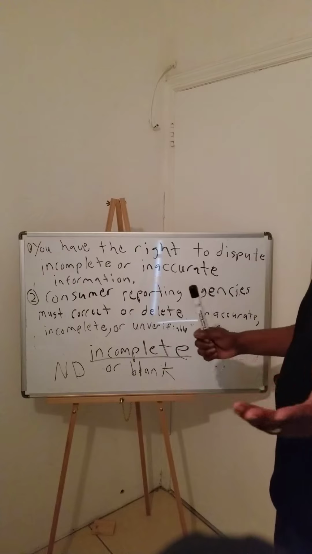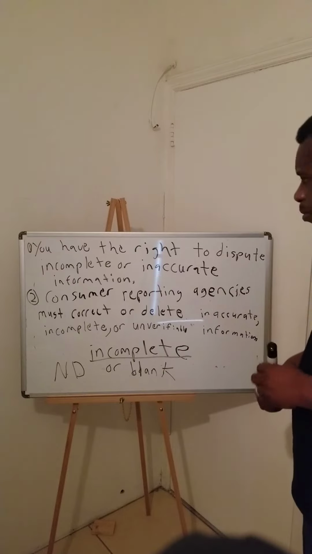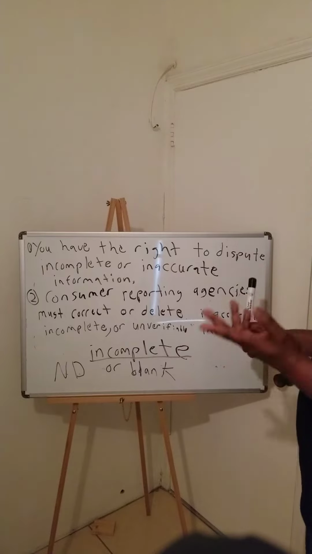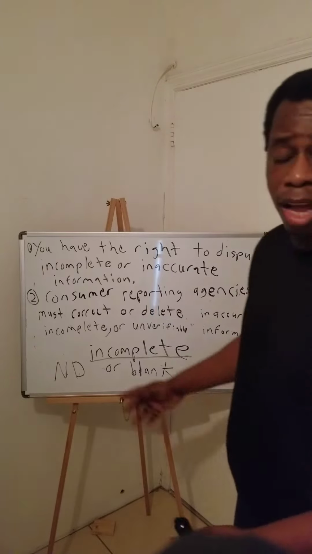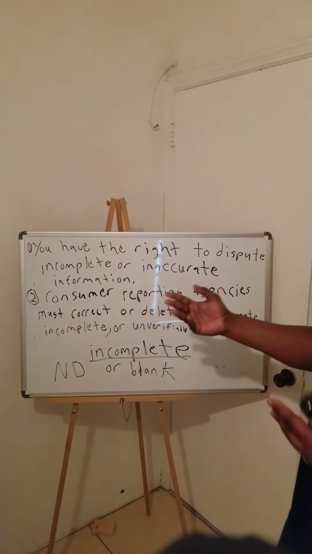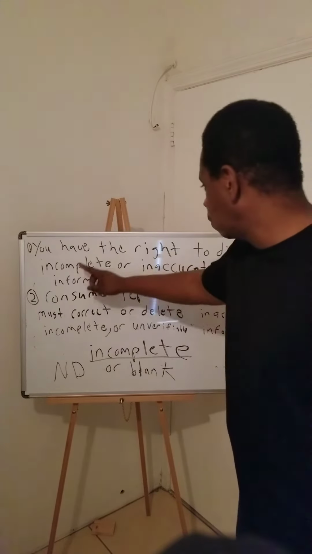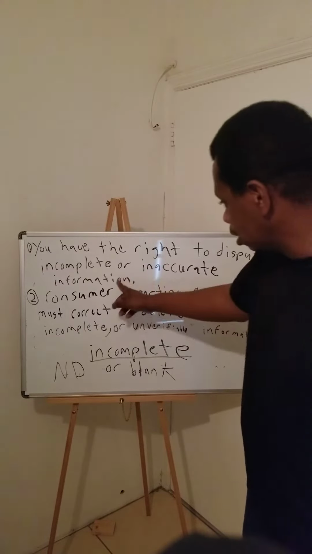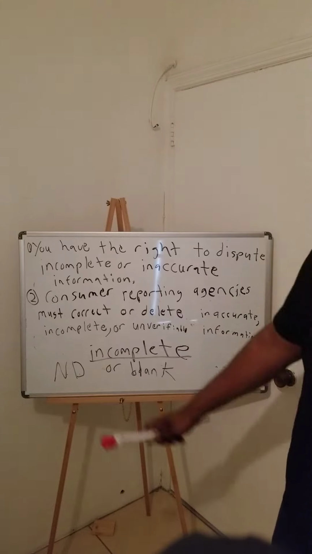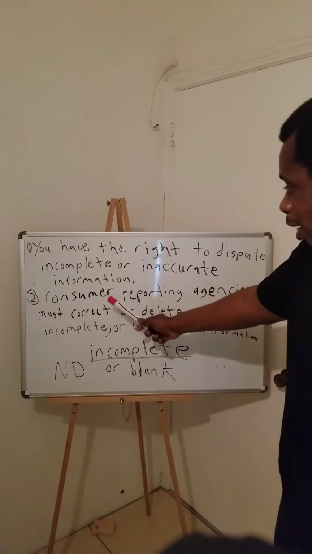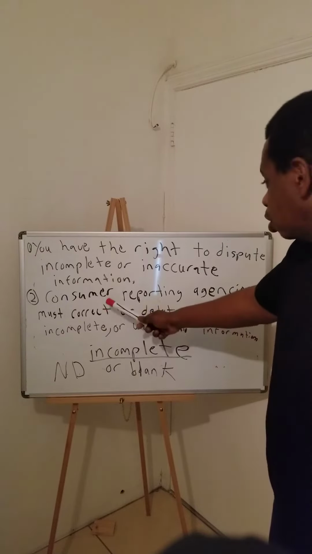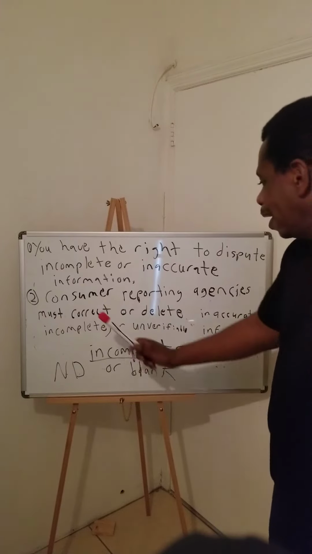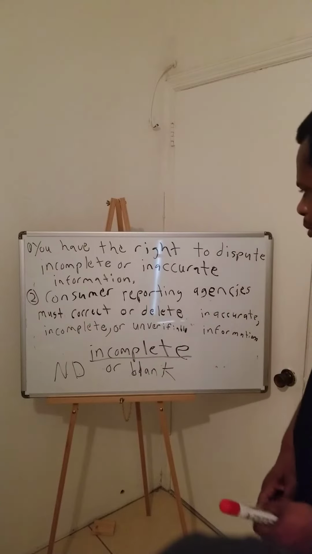Today I'm gonna give you some tips on how to fix your credit. Most times when you get your credit report, it gives you a summary of rights. And these are two of them that are on your credit report in the summary of rights. You have the right to dispute incomplete or inaccurate information. Also, on your credit report when they send it to you, it says that a consumer reporting agency must correct or delete inaccurate, incomplete, or unverified information.